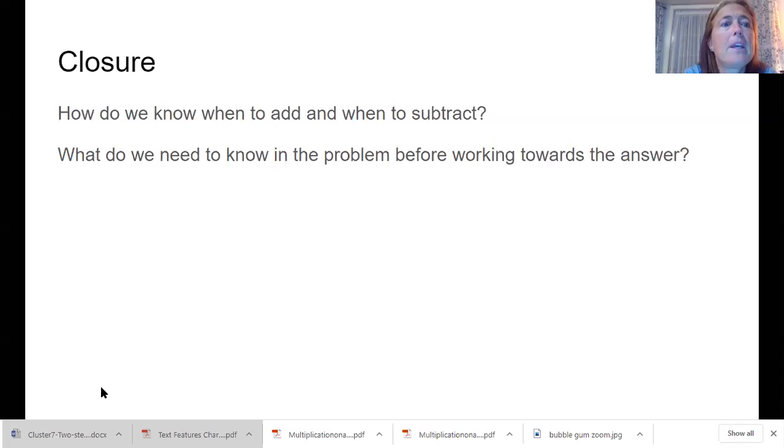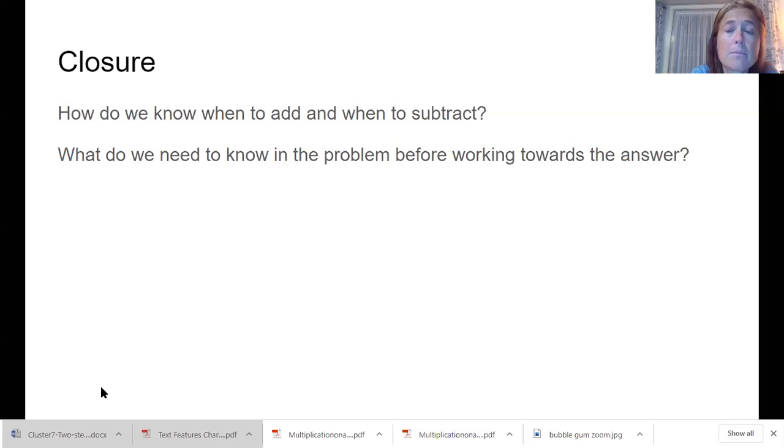Okay, in closure, how do we know when to add and when to subtract? So if the problem is asking us for all of something, how many insects we saw, how many cookies we ate, how many children there are in the cafeteria, these are all examples of addition. But if the question asks us how many more children are in the cafeteria than in the classroom, we would have to subtract in order to figure that out.